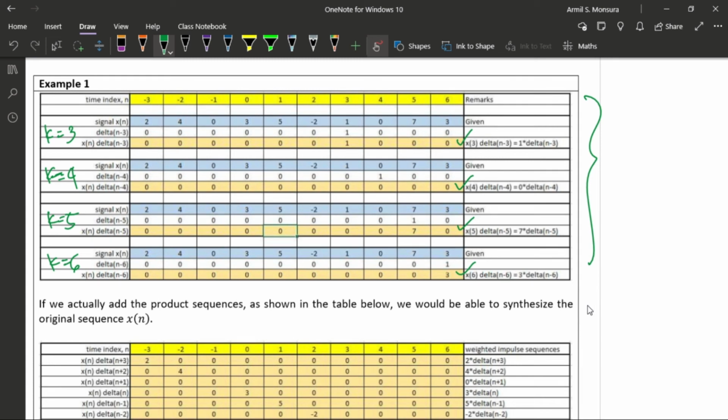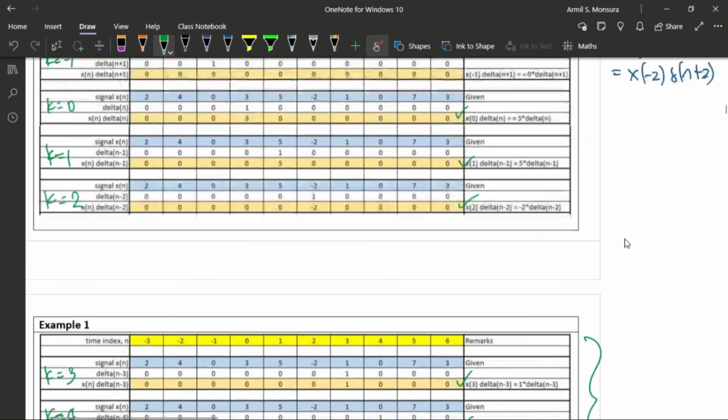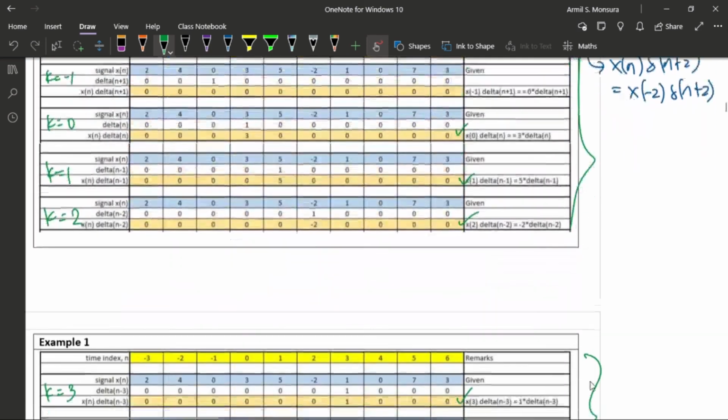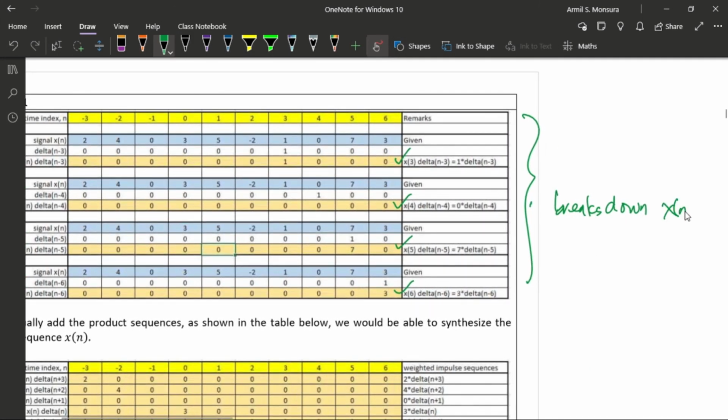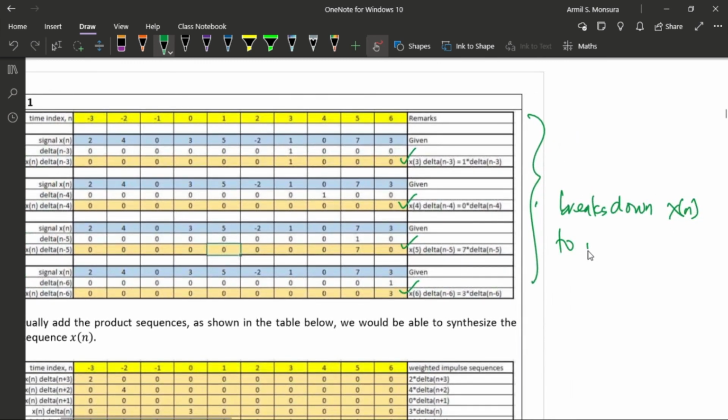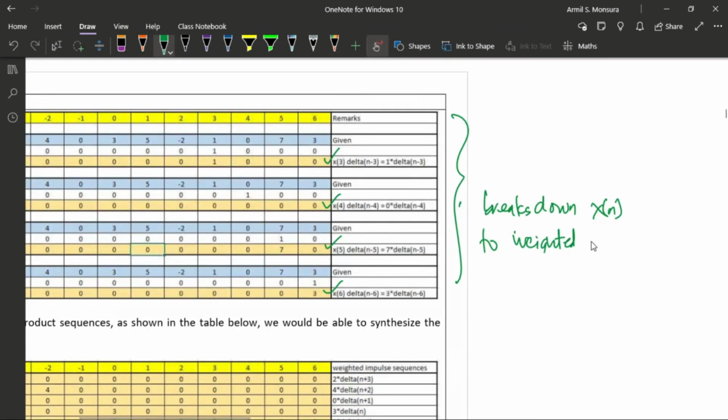Okay? Now, so that breaks down now your sequence x of n. Okay, pag pinagsama-sama natin yung idea na nakuha natin from here up to here, that breaks down x of n to some weighted sample sequences.